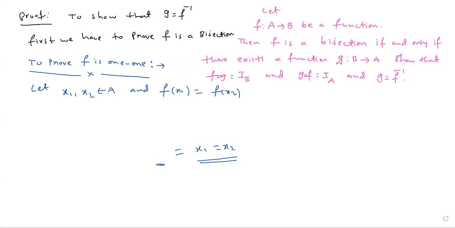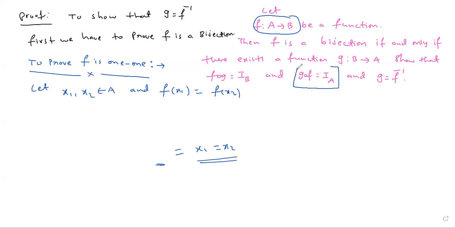So what is f? The defined function f is from A to B. That's why we have taken two elements x1, x2 belonging to A, and we are writing f of x1 is equal to f of x2. What is your target? You should prove x1 is equal to x2. To prove it, here you should use the given hints.